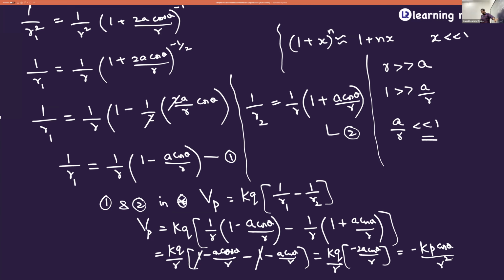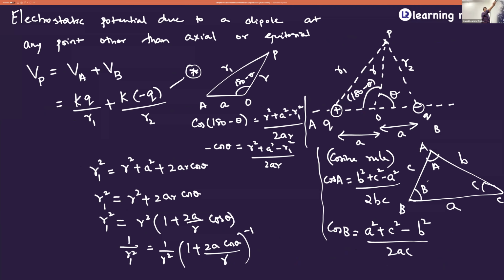You understood this one, right? So here I'll write it in this gap itself. If you observe, when you talk about the axial point, if I take the point P on the right of the negative charge, what will be the value of theta?